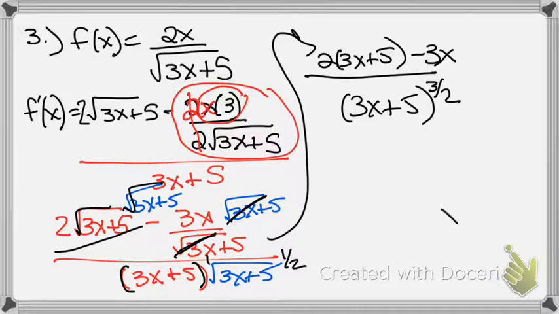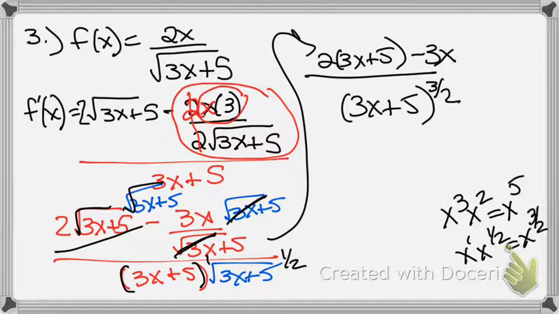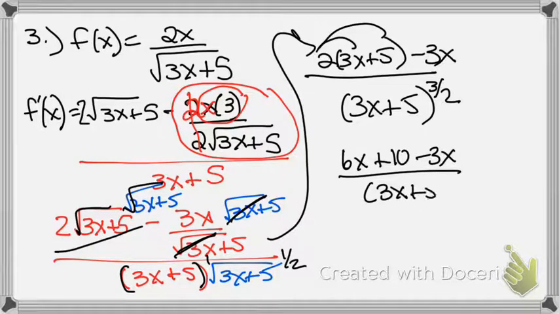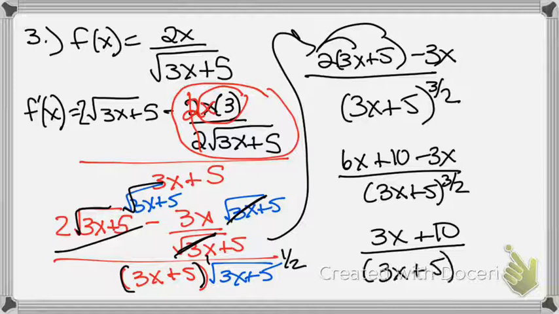Okay, again, that's the same as doing x cubed times x squared. You add the exponents, but this is a case of x to the first times x to the 1/2, and that's x to the 3/2. Now all I have left to do is distribute and combine like terms. So distribute, you get 6x plus 10 minus 3x. Denominator stays the same. And combine like terms. 3x plus 10 over 3x plus 5 to the 3/2 power. Okay, hope that helped. Moving on to the next one.